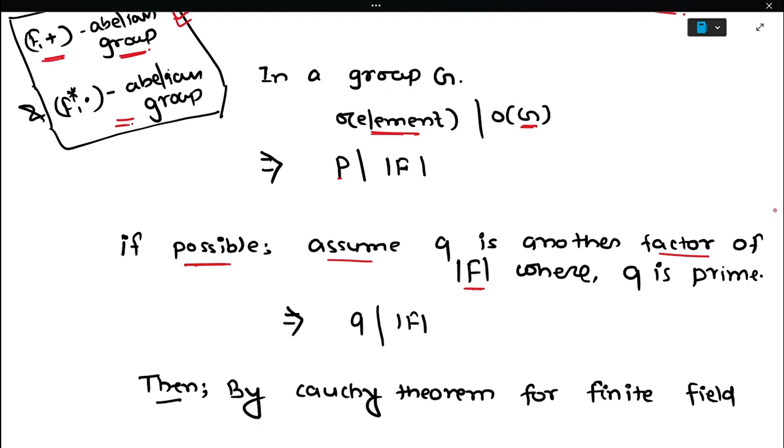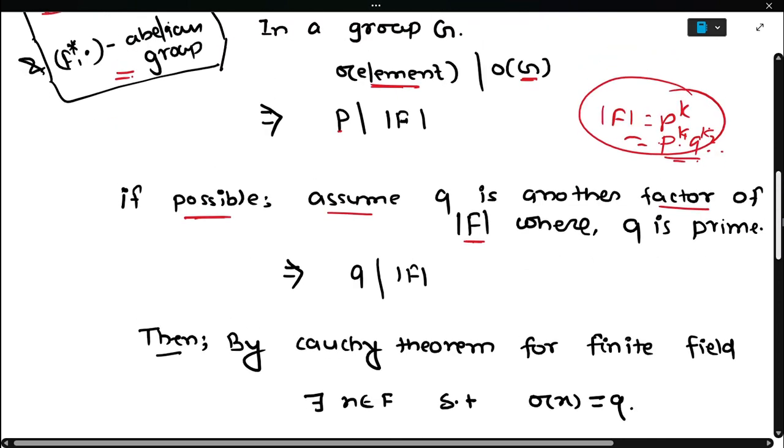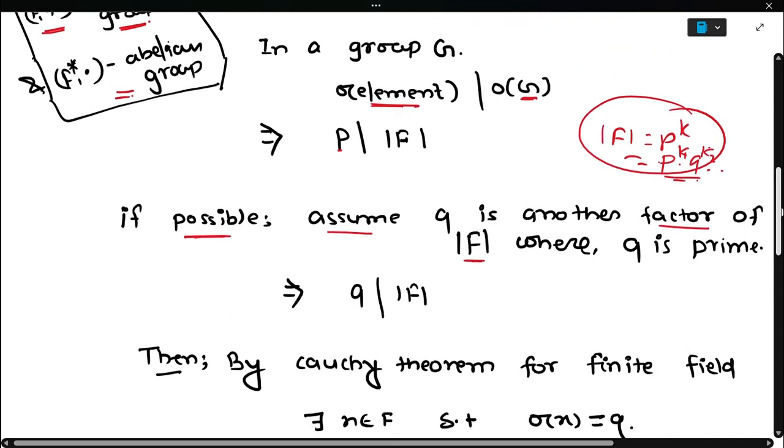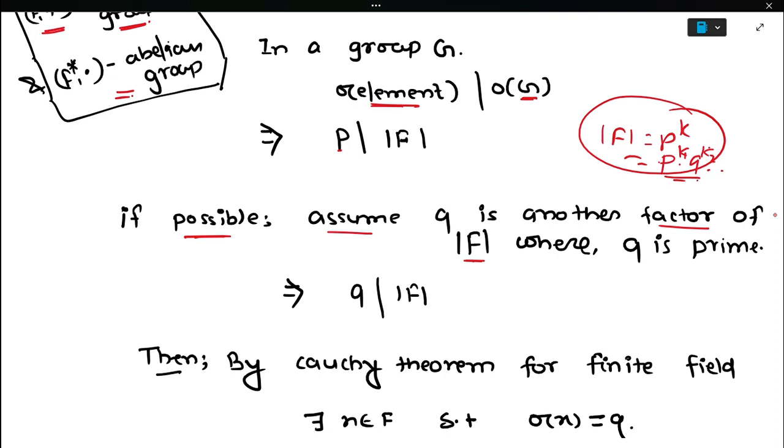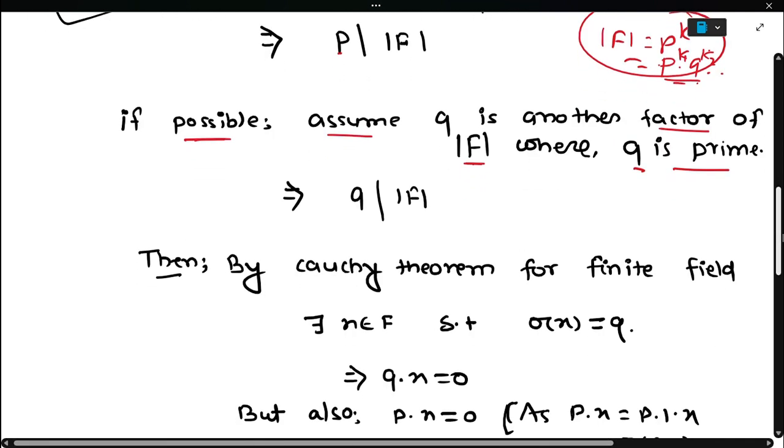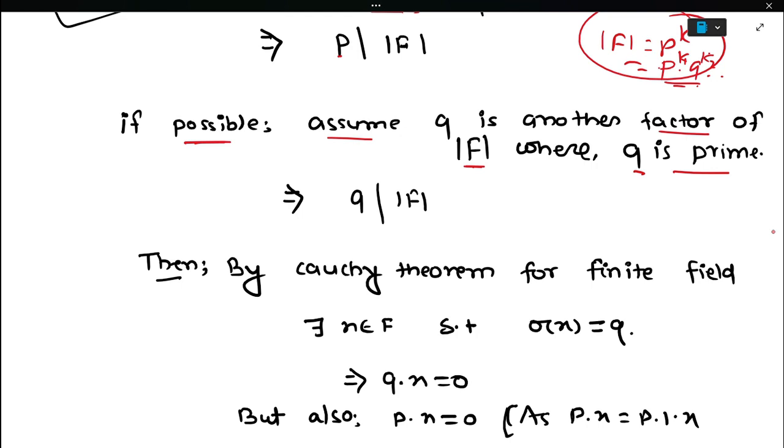We will prove that the cardinality of F is p to the power k. So if possible, we assume the cardinality of the field is p to the power k1 times q to the power k2, and so on, and we will reach a contradiction. Then we will prove that the cardinality of the field is actually p to the power k, where q is prime. Now since q is a factor, it divides the cardinality of the field.